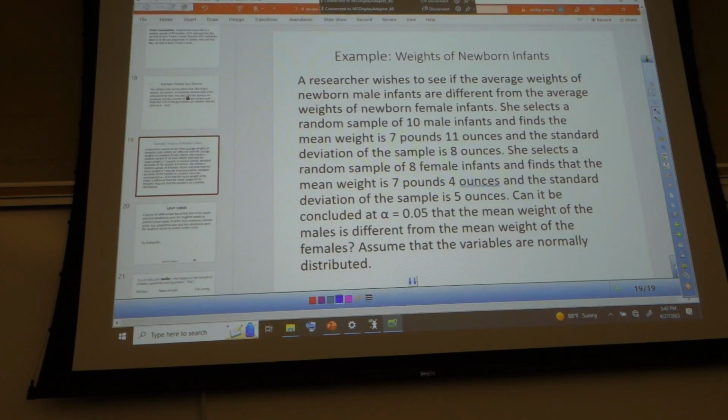This one, take a look with your neighbors, decide if it is a mean or proportion, a hypothesis test or a confidence interval, and how many samples we have.